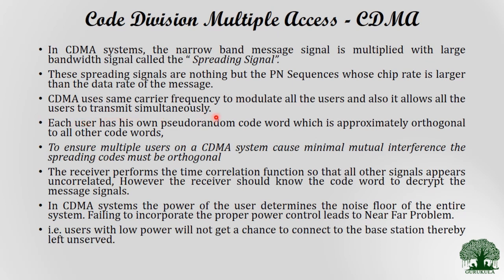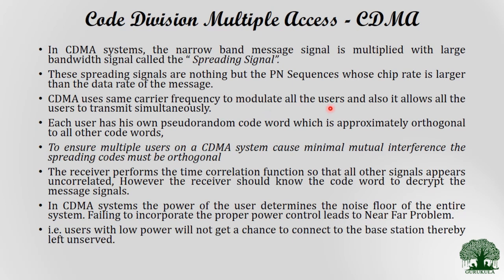We also know from the formal representation of the CDMA diagram that there is no restriction for the users on the frequency part as well as the time part. Since each and every user is differentiated by a code, all the users are allowed to transmit their messages simultaneously over the common radio spectrum. And it is important to note that CDMA uses the same carrier frequency to modulate all the users.